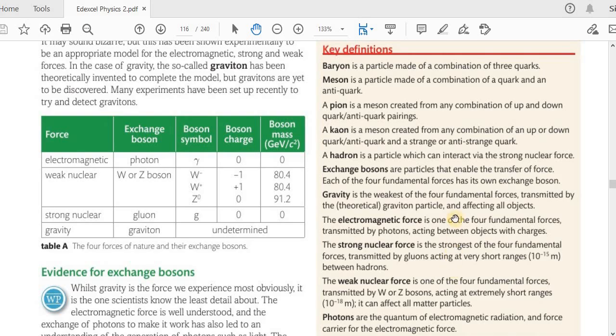The definitions here are important. A baryon is made up of a combination of three quarks. We saw that in the chart also in our notes. A meson is a particle made up of a combination of a quark and an antiquark. A pion is a meson created from any combination of up and down quark or antiquark pairings. Because if it's a meson, it is made up of a quark and an antiquark. So pion.